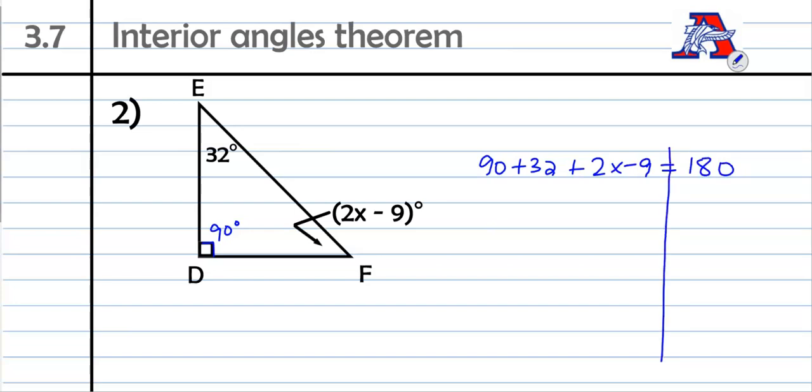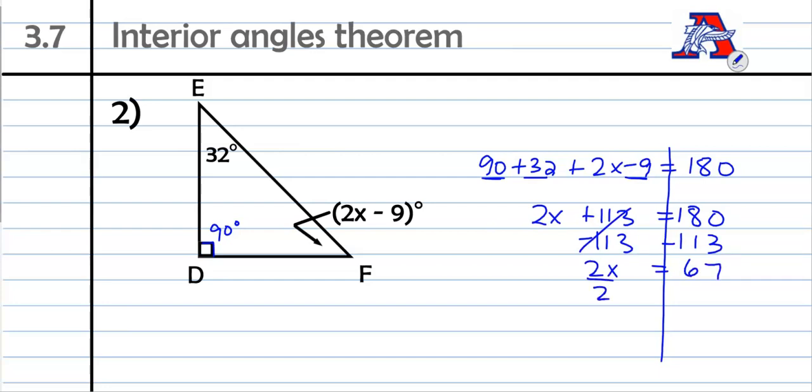Okay, a little bit more work here. We have some like terms to combine. We have 90 plus 32, which is 122, and then minus 9 is 113. So 2x plus 113 is equal to 180. Subtract 113 from both sides. 2x is equal to 67. Divide by 2. And 67 divided by 2 is 33.5.